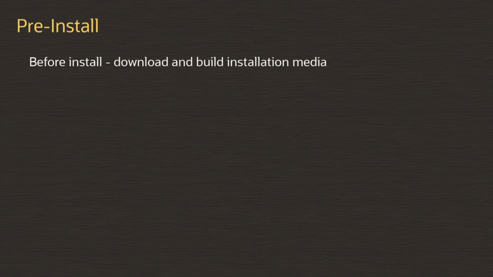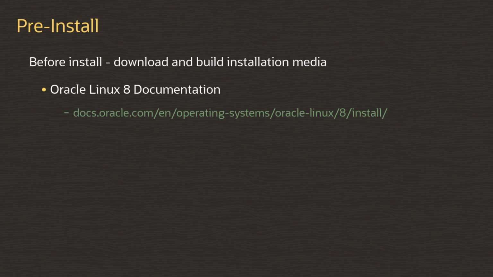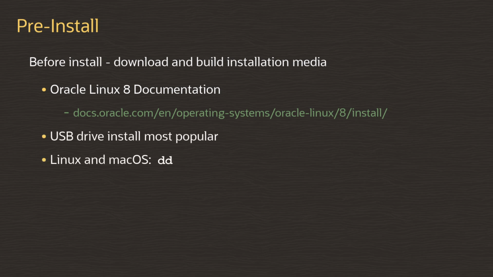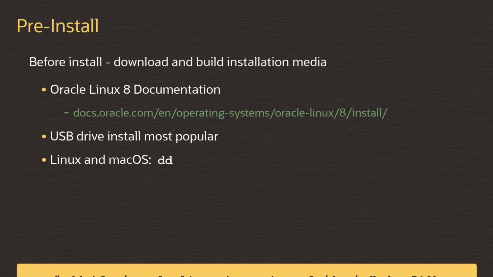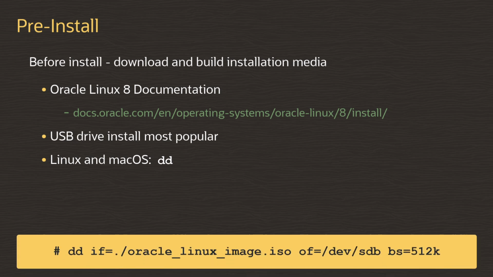To start the installation of Oracle Linux 8, you will first need to have the ISO file burned to a CD, DVD, or copied to a USB stick. Details to perform that task can be found in the Oracle Linux 8 installation documentation. Most users today use the USB option and can create the media using the dd command on Linux or macOS. When using dd, make sure you correctly identify the source, the if= option, and the destination, the of= option. Getting these reversed or selecting the wrong destination can have adverse effects.